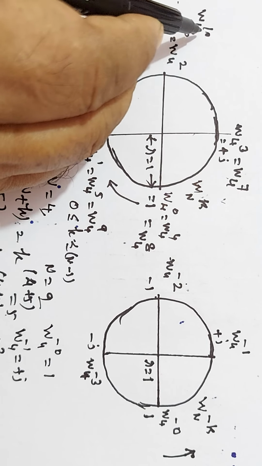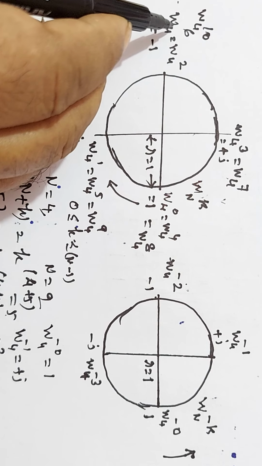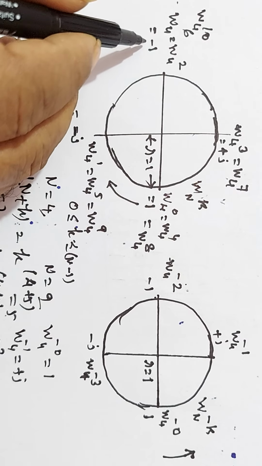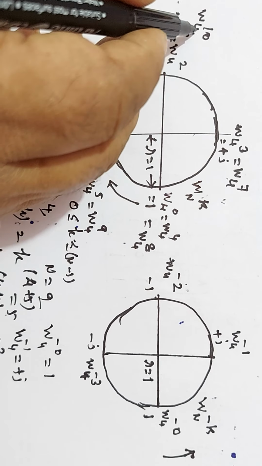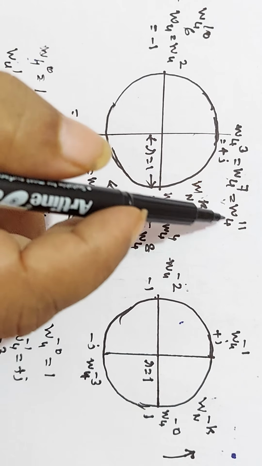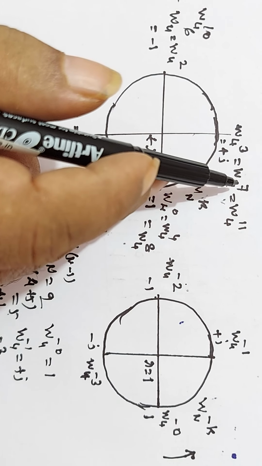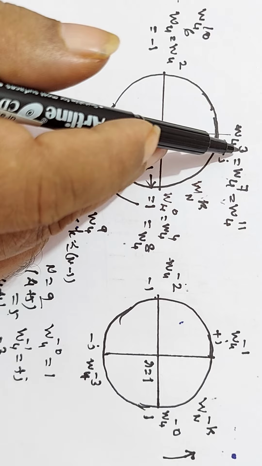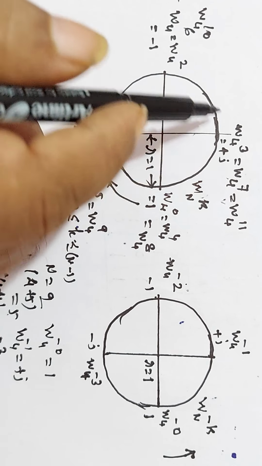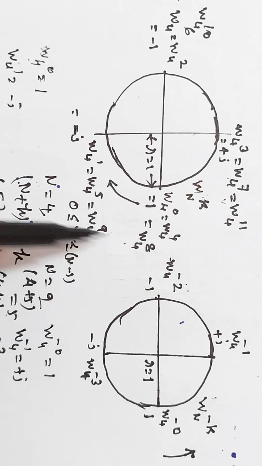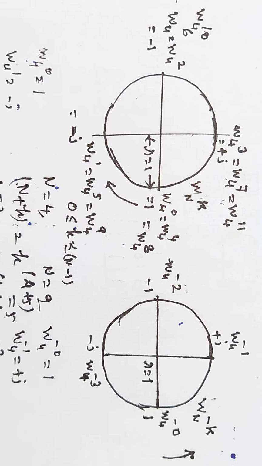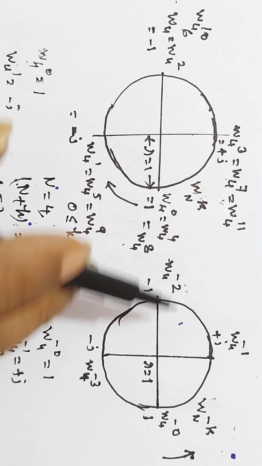W410, 10th sample. 10th sample equals 6th sample. 6th sample equals second sample, which is given by the value minus 1. Similarly, after 10, it is 11th. W411. 11th sample is equal to 7th sample. 7th sample is equal to 3rd sample, which is given by the value plus j. In this way, you can continuously get any values of DFT of 4-point. The same can be applicable here also.